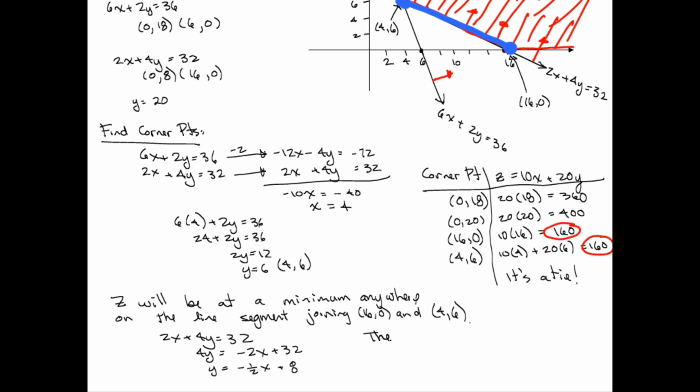And so here's what we say. We say the minimum is 160. Now, part of writing the solution to a linear programming problem is not only finding the minimum or the maximum, but also saying clearly where it occurs. Here's how we say it. It's going to occur when y is equal to negative 1/2 x plus 8, but it's not anywhere on that line because it stops here.